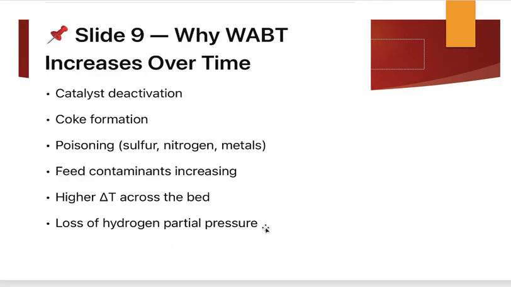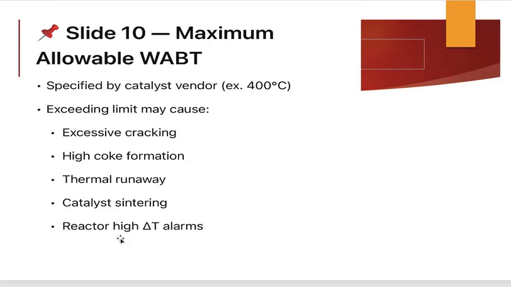I think it's clear. Why does the weight average bed temperature increase over time? When the catalyst passes a long time in service, you will remark that there is an increase in the weight average bed temperature. Why? Because for sure there is a catalyst deactivation and some coke formation, poisoning from the metals and the nitrogen and the sulfur exposure, feed contaminants increase and higher delta T from startup and shutdown and whatever. Loss of the accurate hydrogen partial pressure can cause increase of the weight average bed temperature through the time.